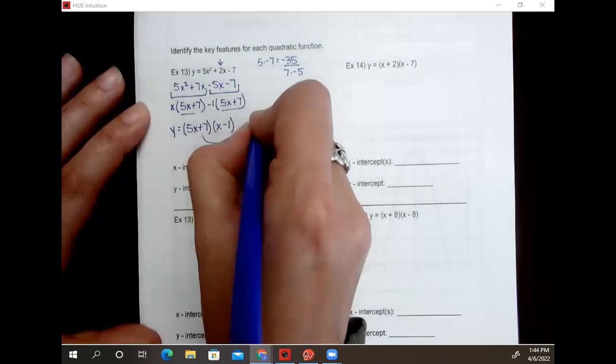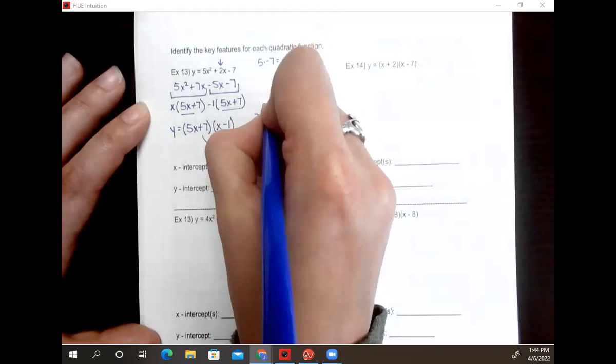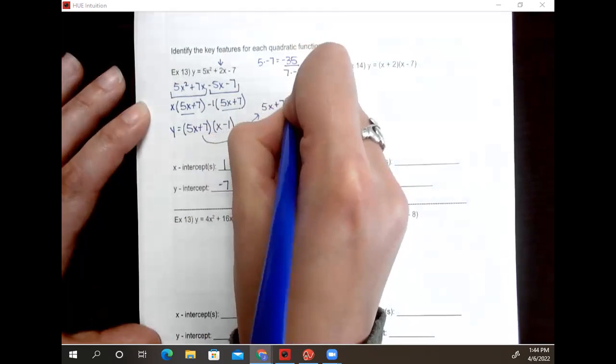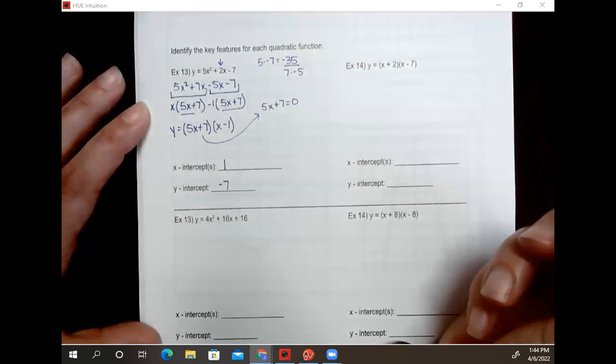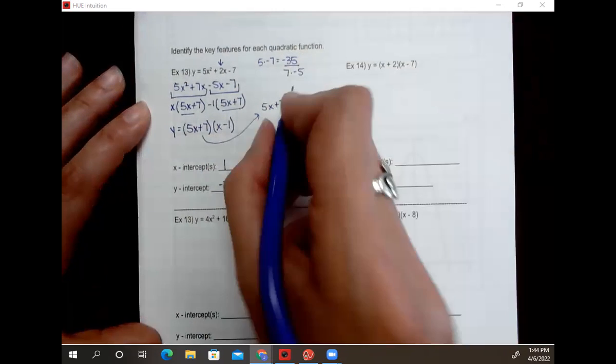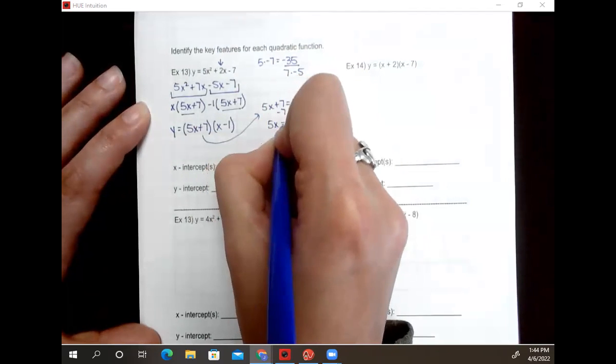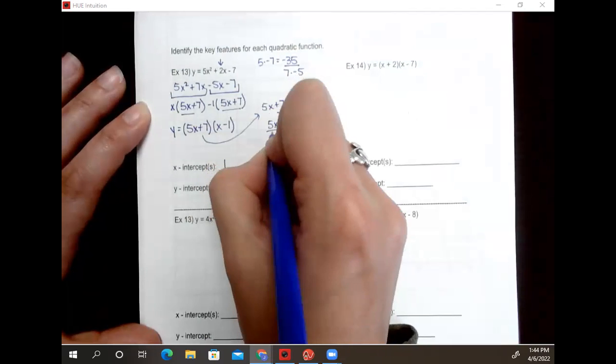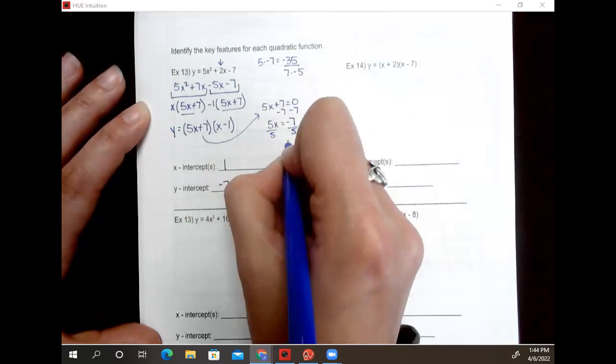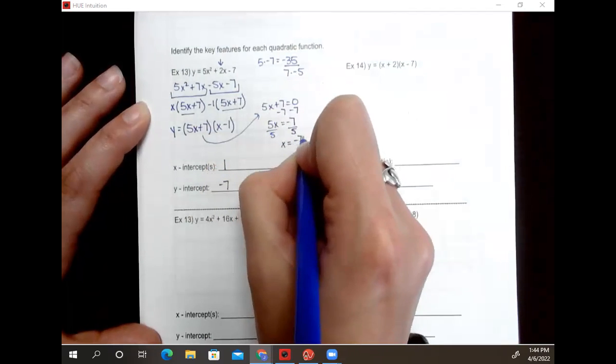So what we would do for something like that would be to take our factor, our 5x plus 7, set it equal to 0 and solve for x. That will help us make sure we identify our x-intercept correctly. So I'm going to move that 7 to the other side, and we do get a -7, but then we need to divide by 5. So our x-intercept from here would be -7 over 5.